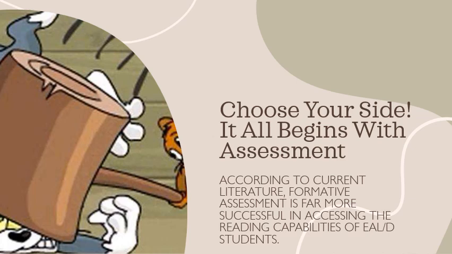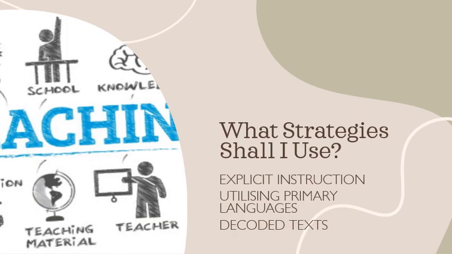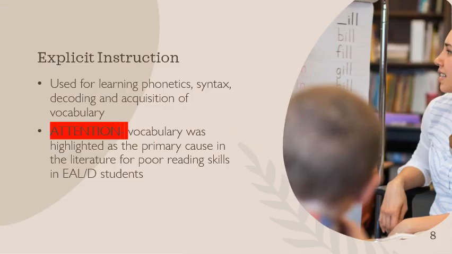Now that we know that ELD students need help, and which ones need help, what can we do to help them? The 3 main strategies that come up in the literature time and time again are the use of explicit instruction, implementing the student's primary language into the curriculum, and using decodable texts. Research supports the use of explicit instruction in the learning of phonetics, syntax, decoding, and the acquisition of vocabulary. I would like to highlight that lack of vocabulary was highlighted as the primary cause in the literature for poor reading skills in ELD students.